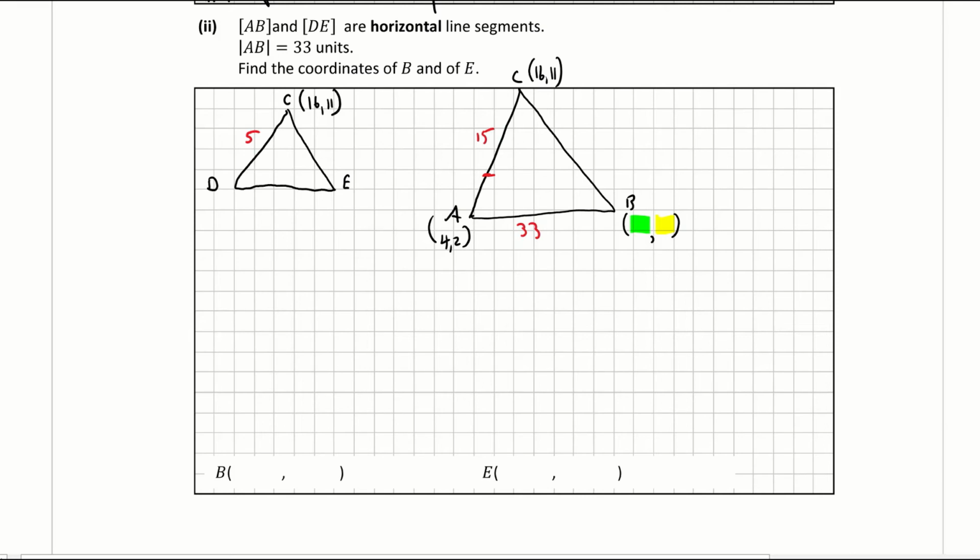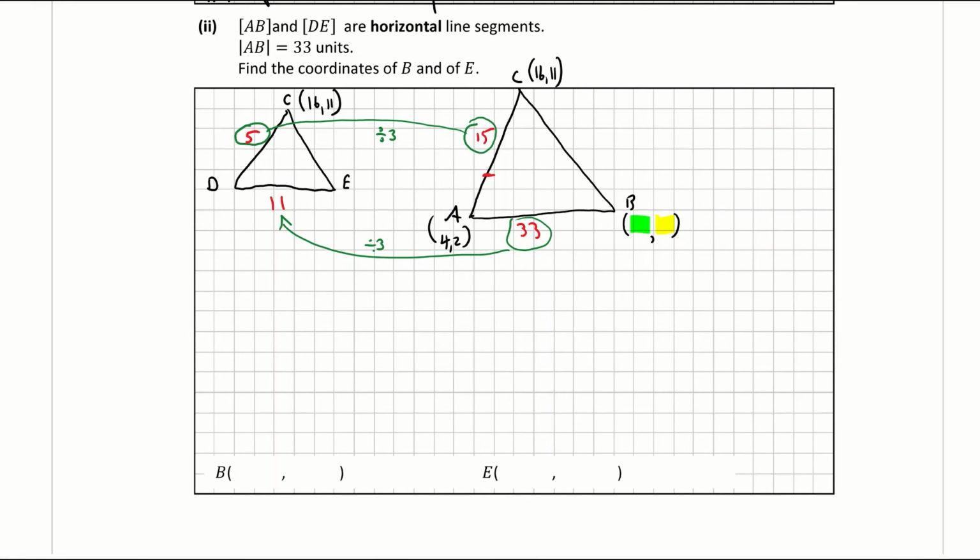So let's use a little bit of basic knowledge here. Using similar triangles, how have I gone from 15 to the 5? In order to get from 15 to 5, I'm dividing by 3. So if I want to go from 33 to this length, it means I have to divide 33 by 3, which gives me a length of 11 units. So that's a little bit of information that we know.